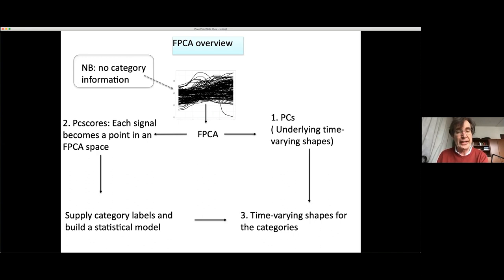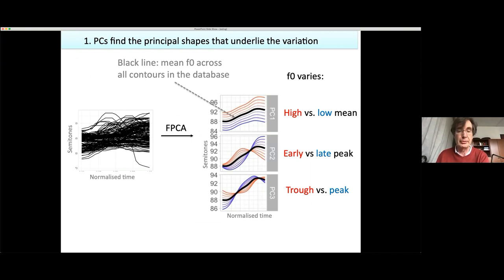And once we have done this bit here, then we can supply the category labels, build a statistical model, and then we can identify the time-varying shapes for the two categories. This then is the first part where we get the principal components, and the black line, which is the same here, by the way, as here, it just looks different. It's an optical illusion, but it's actually the same. And this is the mean fundamental frequency across all of the contours in this database. So that part has nothing at all to do with FPCA.